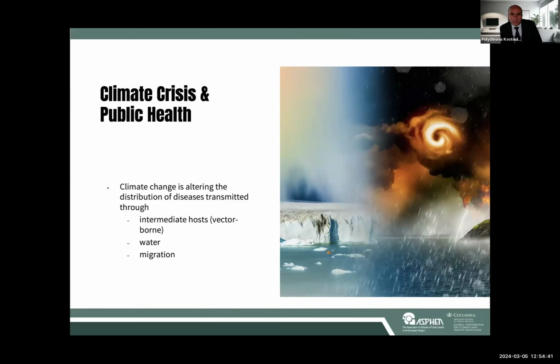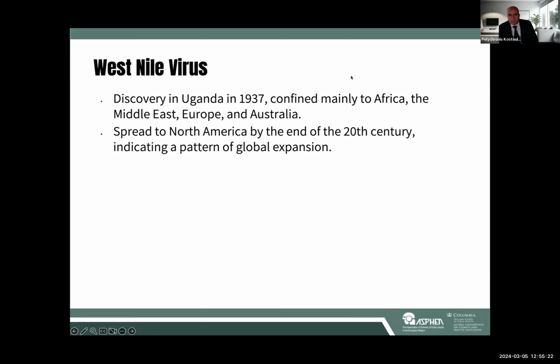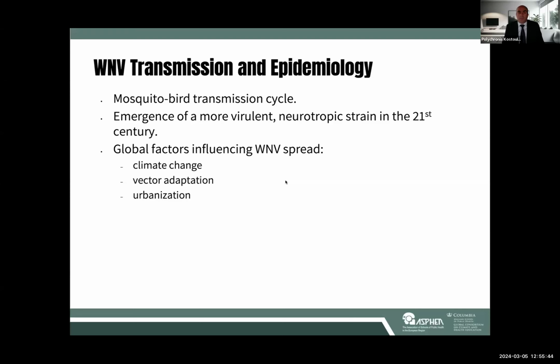I'm going to briefly give you an overview of West Nile virus in Greece. West Nile virus was first discovered in Africa, and it was endemic there, of course, but gradually it spread to the Middle East, Europe, and Australia. And towards the end of the 20th century, it also spread to North America. Nowadays, we have a global expansion, and it's a vector-borne disease. There is a mosquito-bird transmission cycle where the natural reservoir are the birds, and the vector is the mosquito. Humans are dead-end hosts.